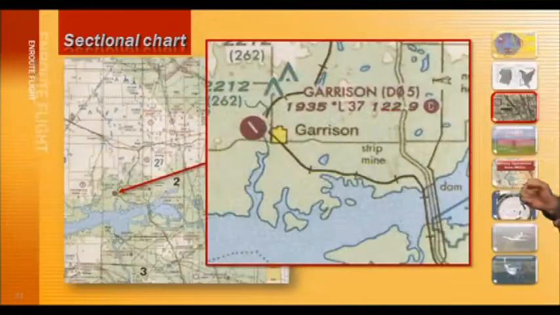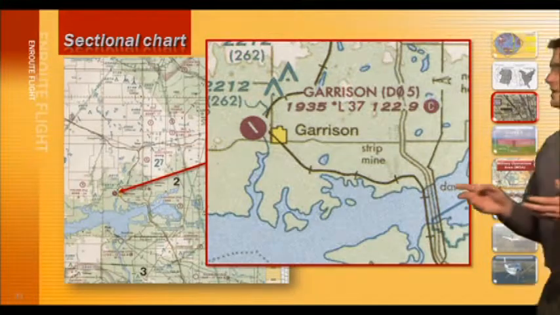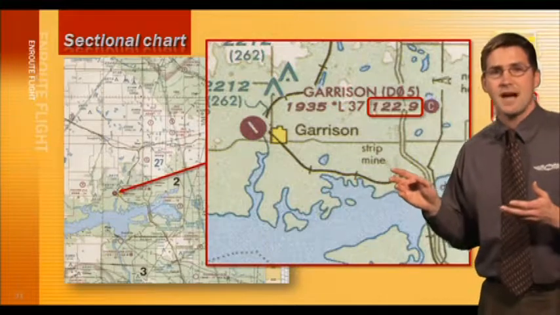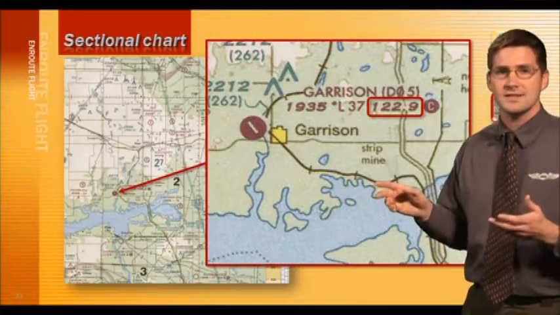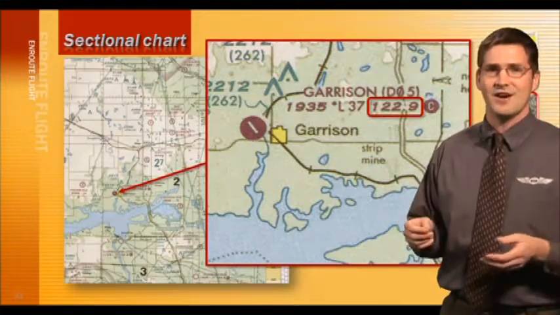Now, let's take a look at Garrison Airport. The magenta circle tells you that Garrison is an uncontrolled airport. Now, you would use frequency 122.9 indicated by the C in the magenta box to make traffic reports at Garrison. You'll also learn more about the CTAF and Unicom in Lesson 5.